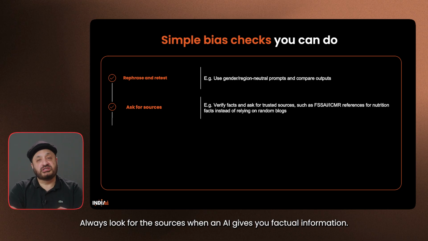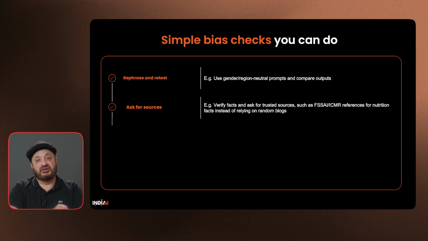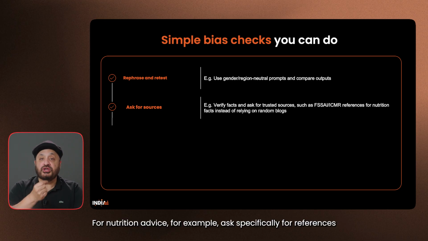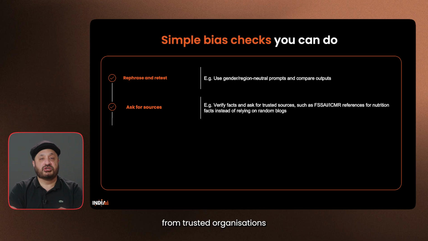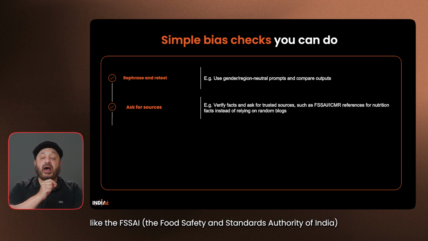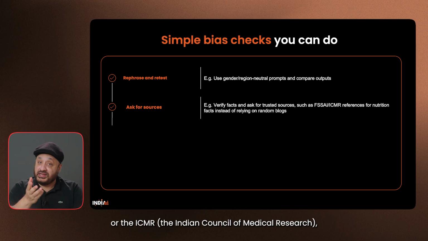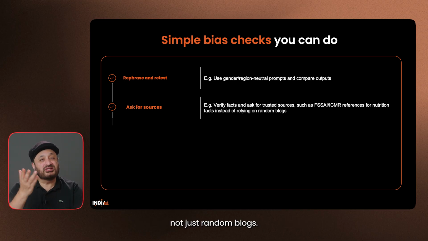Always look for the sources when AI gives you factual information. For nutrition advice, for example, ask specifically for references from trusted organizations like FSSAI, which is the Food Safety and Standards Authority of India, or ICMR, which is the Indian Council of Medical Research, not just random blogs.